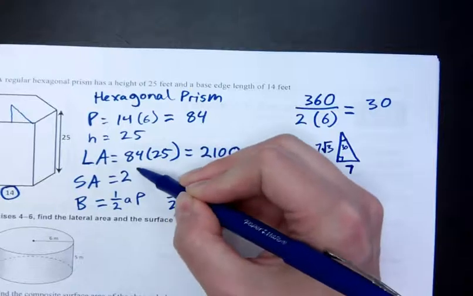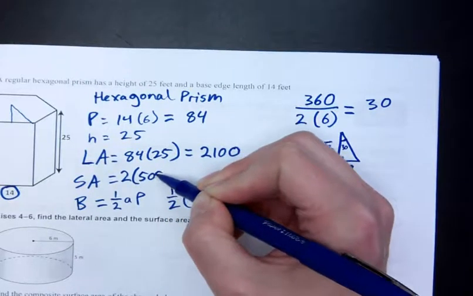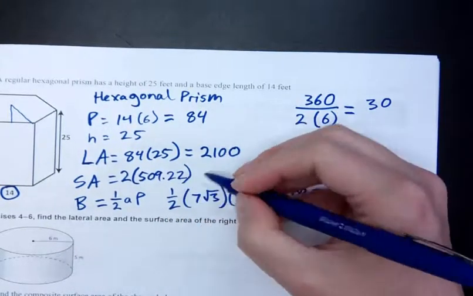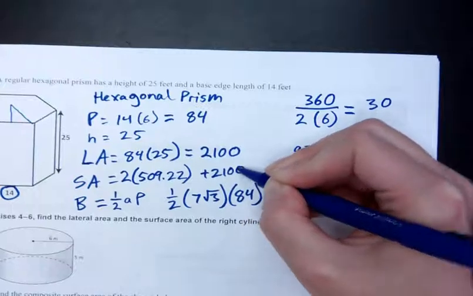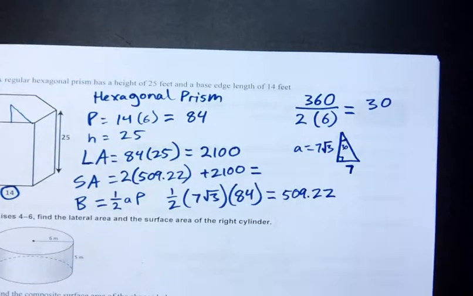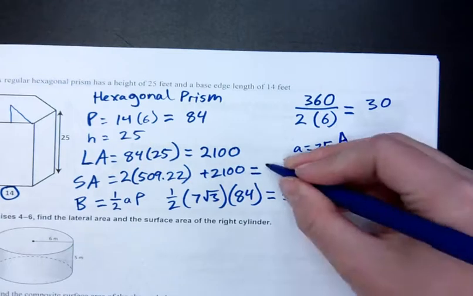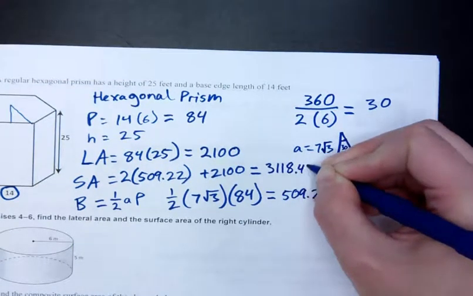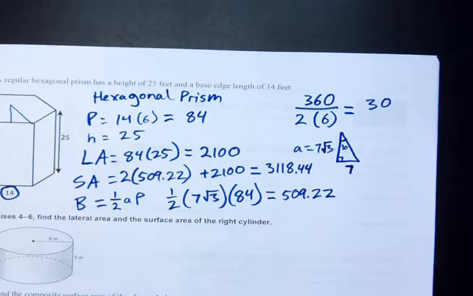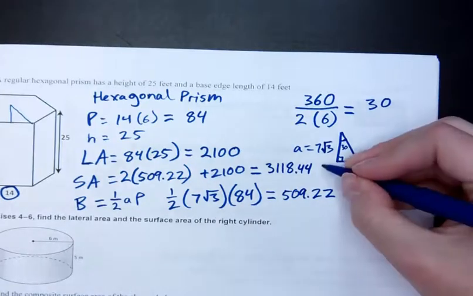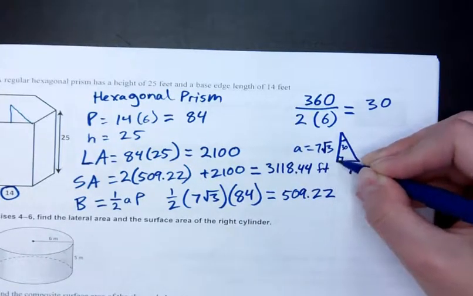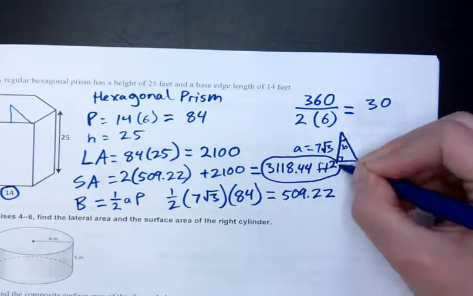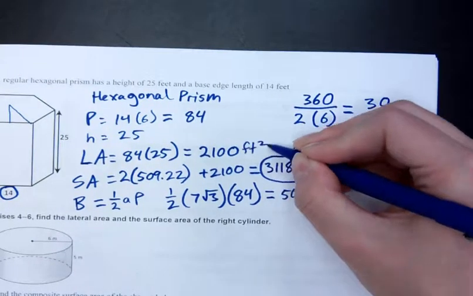Alright, so then we plug it in. 2 times 509.22 plus 2100. What does that equal? 3,118.25. And do we have units here? Feet. Squared or cubed? Squared. Anytime we're dealing with area, it's squared. This is also feet squared.